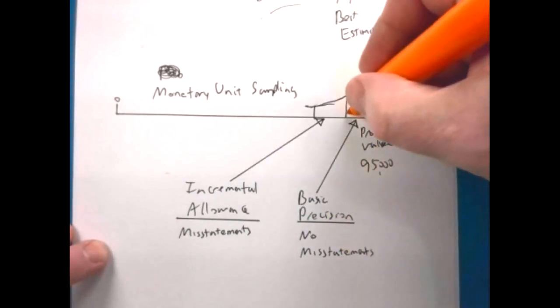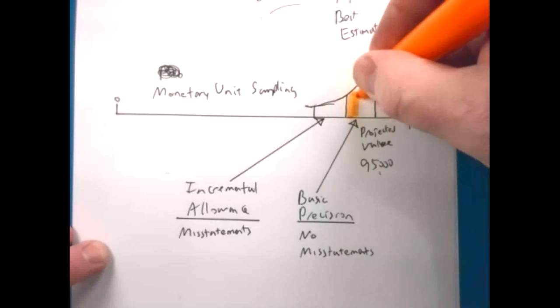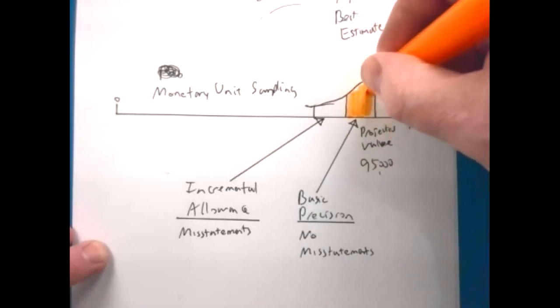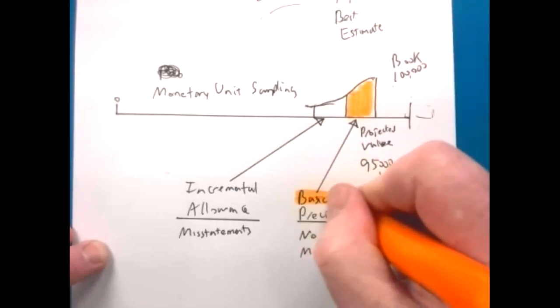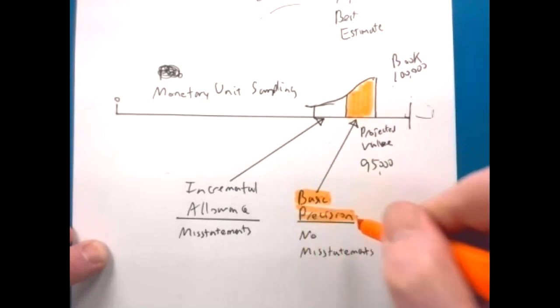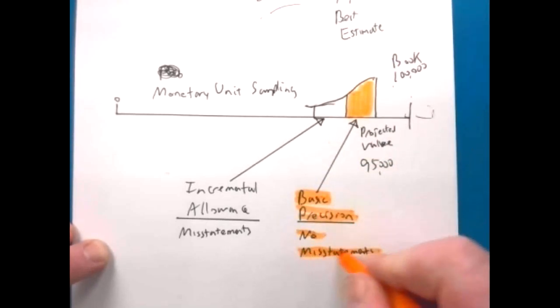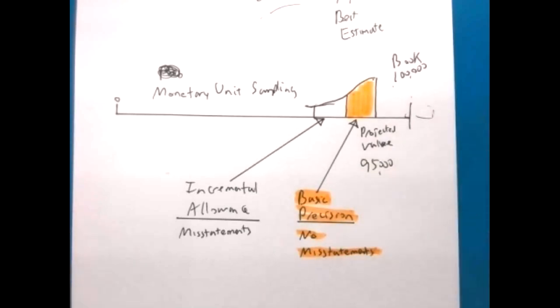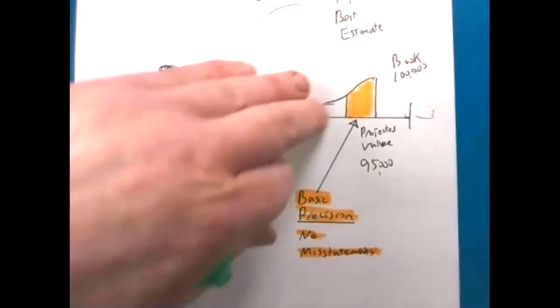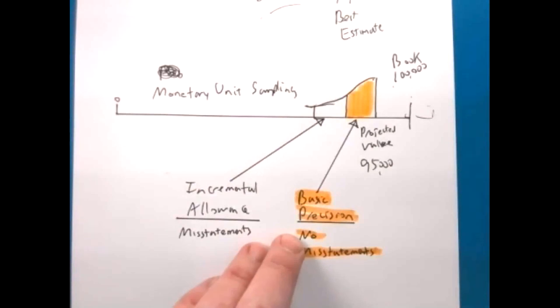So yeah, this is the basic precision. Now I should make a graphic for this. And that's if there are no misstatements. So even if there are no misstatements, you go through all of them and you don't find anything, it's possible it still could be wrong, and that's the basic precision.